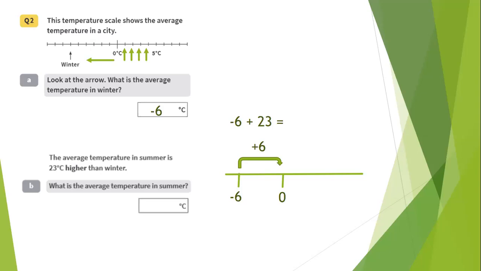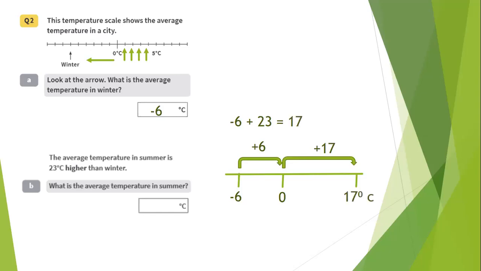So now I've got to add the rest of the 23. I've used 6 of the 23. So I need to find out how many of the 23 I've got left. Now I could do a separate calculation to work that out, but I know that 23 take away 6 is 17. So 6 add 17 must be 23. So again, it doesn't matter if it's to scale because it's an empty number line, it's just to help me work it out. I'm going to add 17 from that 0.